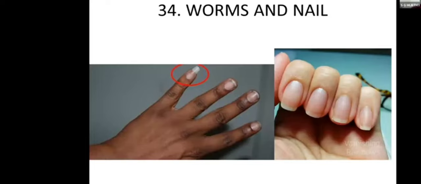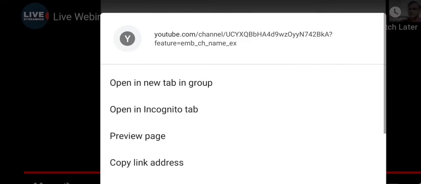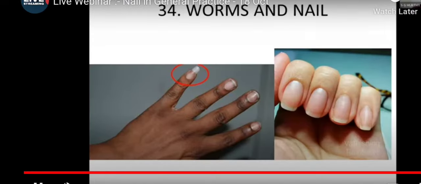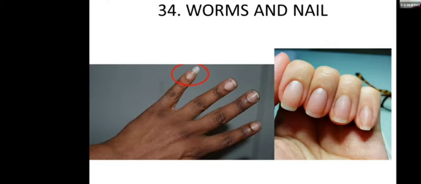Worms and nails. Worms are associated with such nails. You should see that the nail is always cut short, so that it is not a safe place for the eggs to lie when they play in mud or something. And then it goes into the mouth, and that is how the life cycle of the worm works, the fecal-oral route. The nail is very important, so see that the nails are cut short.